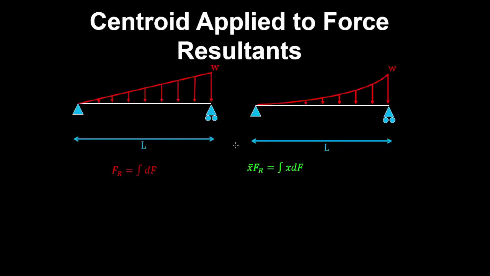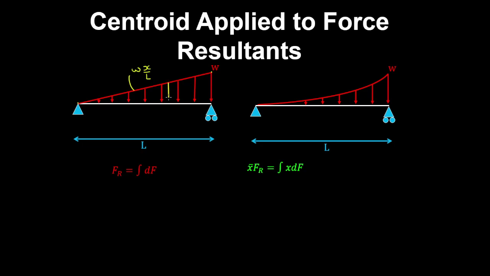We can use the centroid of an area to determine the force resultant of a distributed load. So if we consider this triangular load, this line can have an equation of Wx on L. So at x equals 0, the load is 0, and at x equals L, the load is W.